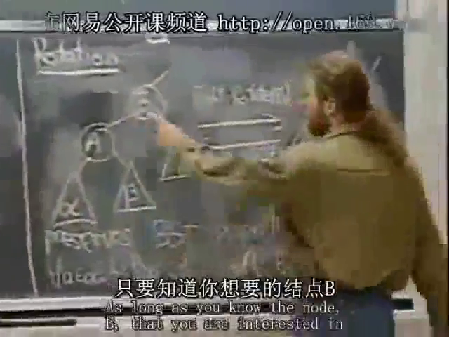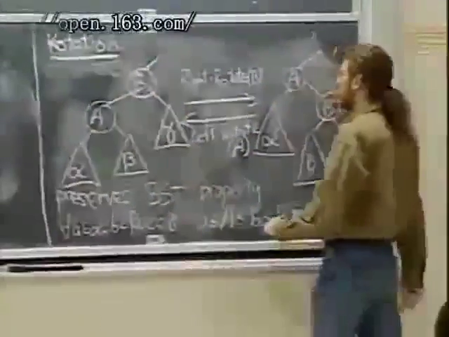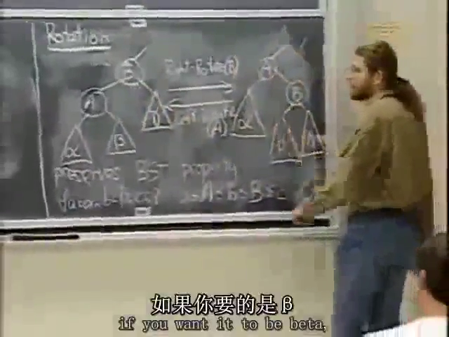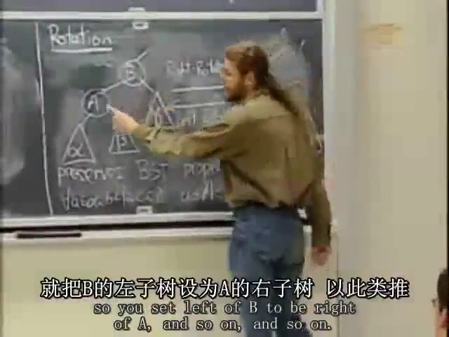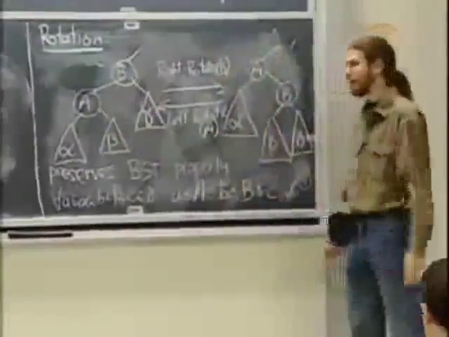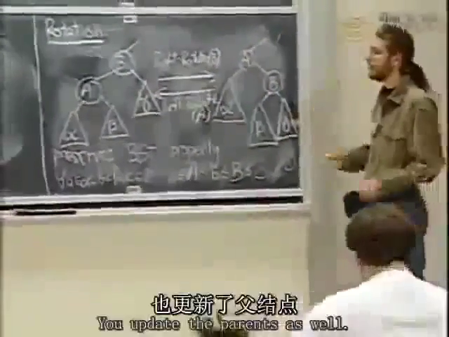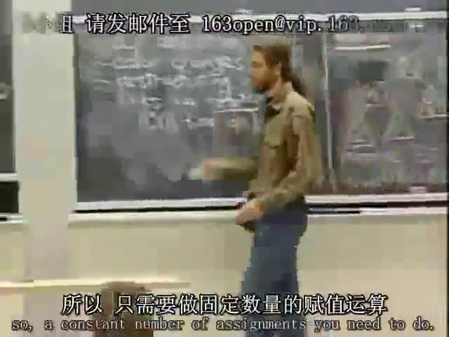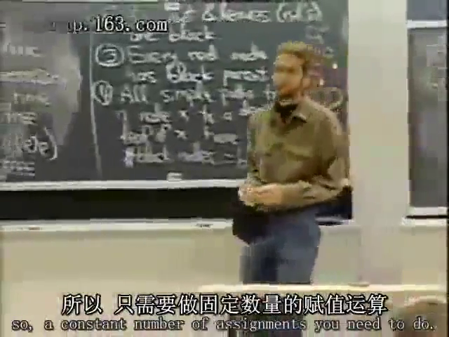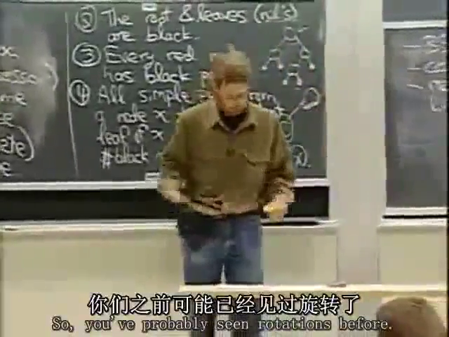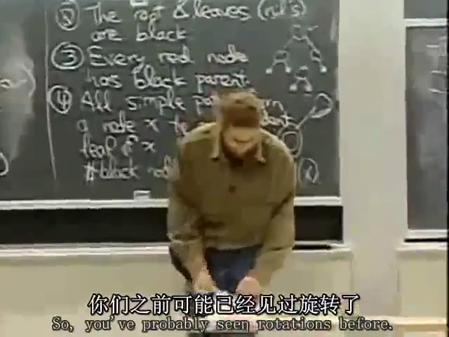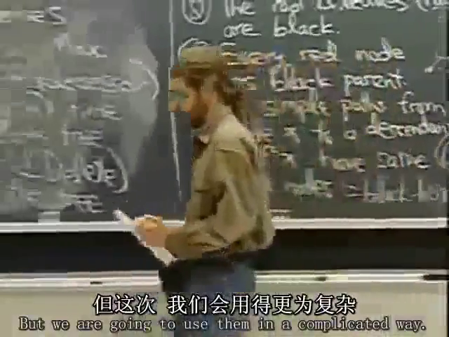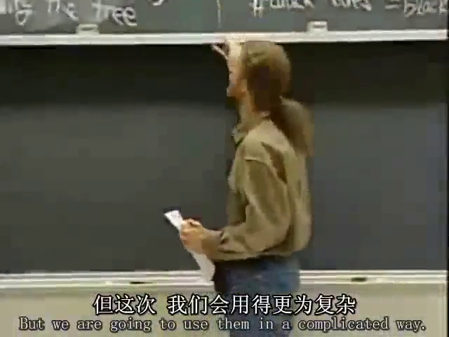As long as you know the node B that you're interested in, you set the left pointer of B to be, you want it to be beta, so you set left of B to be right of A, and so on and so on. You make a constant number of those changes. You update the parents as well. It's only a constant number of links that are changing, so a constant number of assignments you need to do. Okay, you've probably seen rotations before, but we're going to use them in a complicated way.